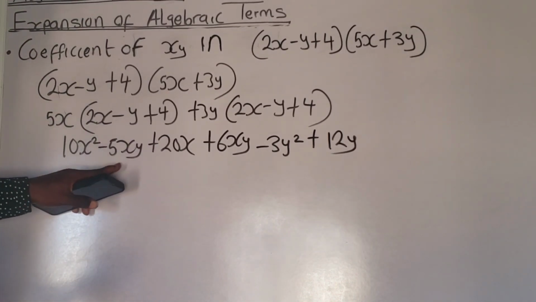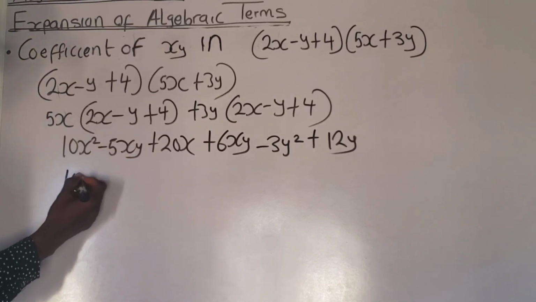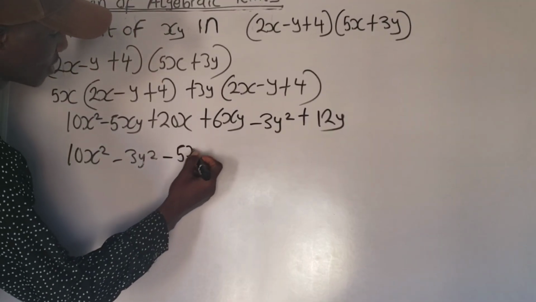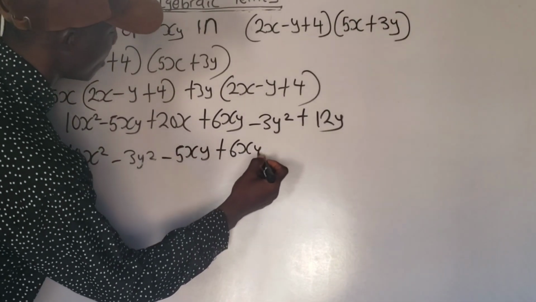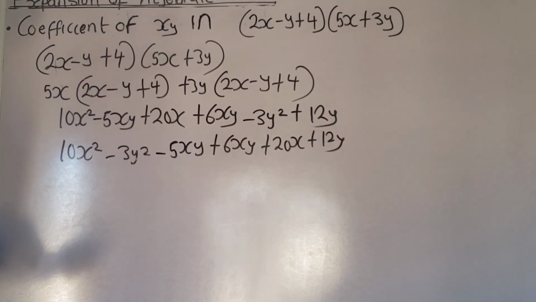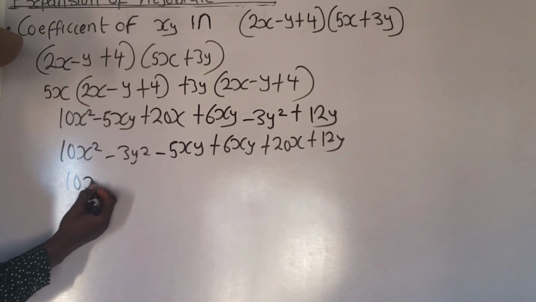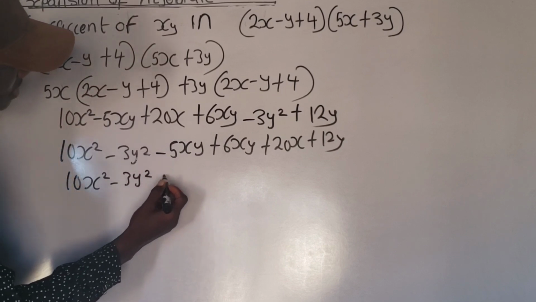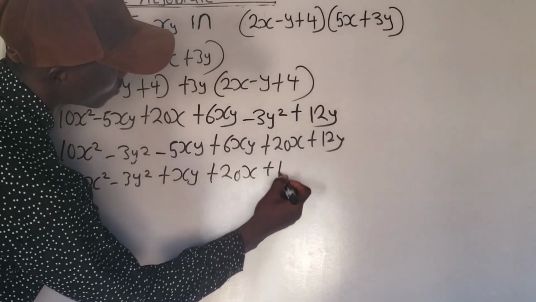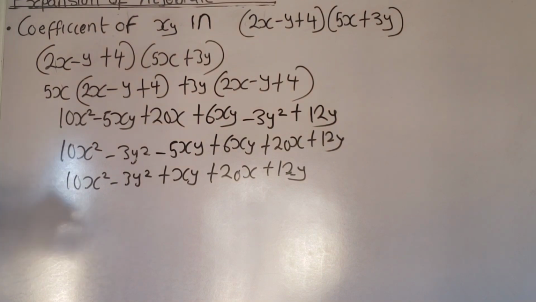We have negative 5xy here, and I have positive 6xy here. I'm going to have 10x squared minus 3y squared, negative 5xy, positive 6xy, positive 20x, and plus 12y. Okay? Now, we have negative 5xy and positive 6xy. For this, I'm going to have 10x squared minus 3y squared plus xy plus 20x plus 12y. Now, I think this is the simplified version of this expansion.